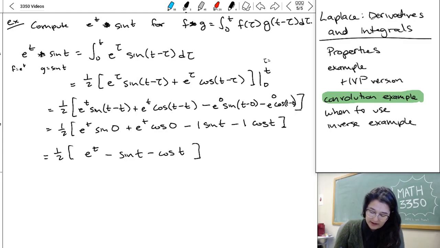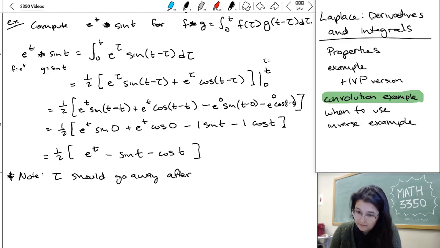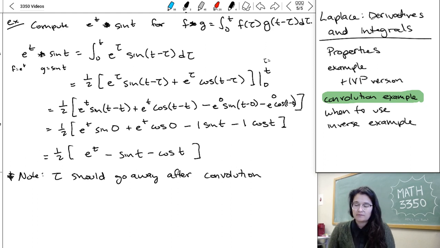Something to be really careful about is that tau should go away after convolution. So once you've evaluated the entire integral and plugged in those definite bounds, there should be no taus left over. If you find tau in your answer, it means something went wrong.